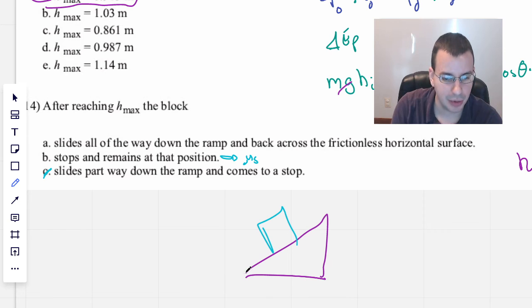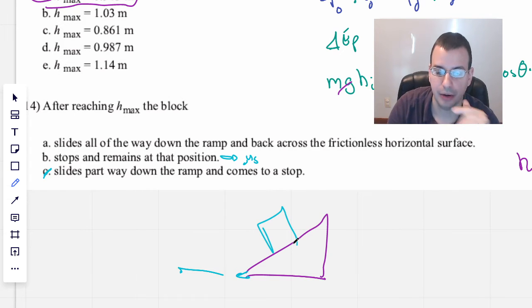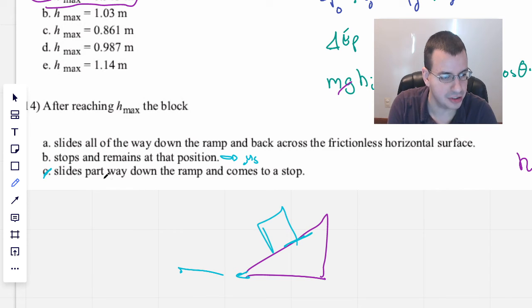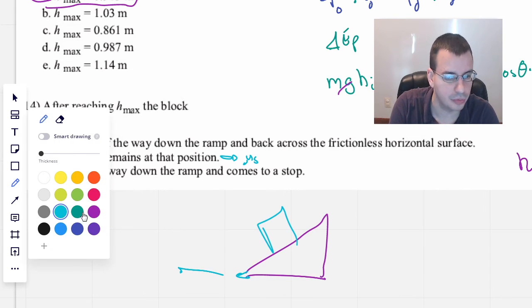So basically, if it's sliding down the ramp and it gets to the frictionless surface, it can then slide all the way across. Not a big deal. So the idea is, does it stop where it's at, or does it slide back down? And that is going to have to do with, we'll do something like, no, I should probably use a different color. Green? I like green.